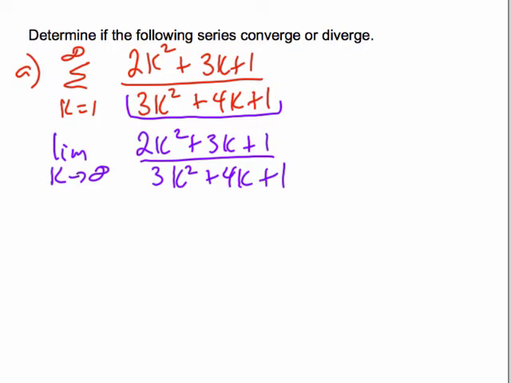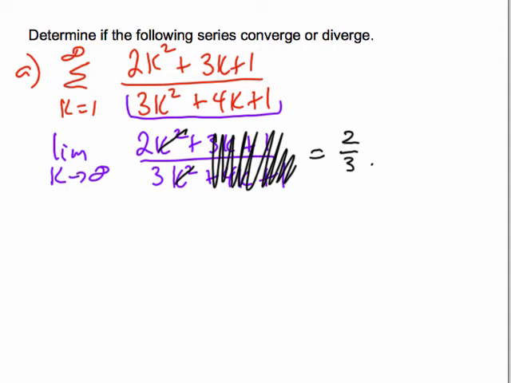And we know how to evaluate a limit like this. We know that the most influential terms will be the highest powered ones. So these terms don't matter. The k squareds cancel out, and our limit is 2/3. Okay? And since our limit is not 0, we know that the original series diverges by the divergence test.